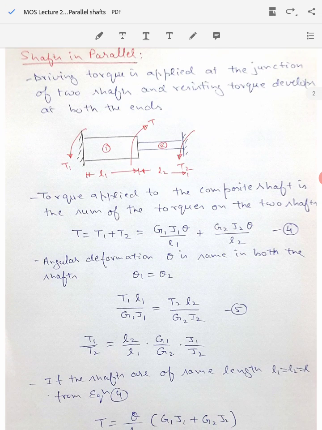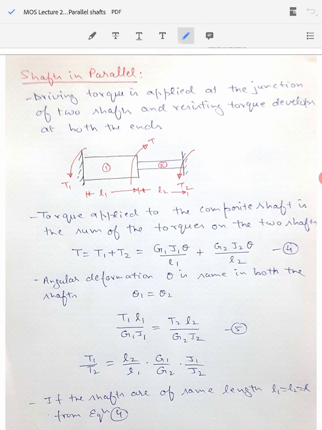Now let's come to the case of shafts in parallel. So here you have the two shafts, shaft 1 and 2, where the driving torque is applied at the junction of these two shafts, that means exactly at the middle of these two.